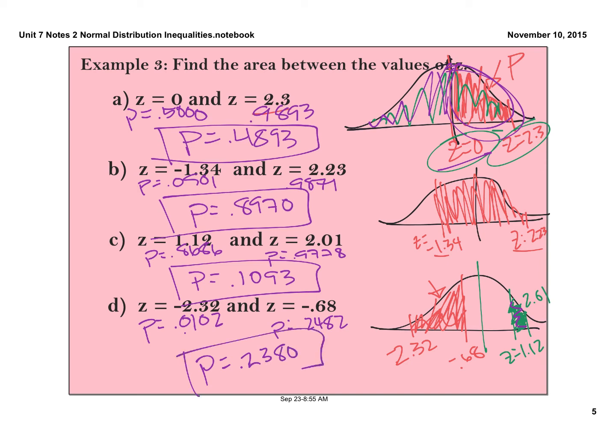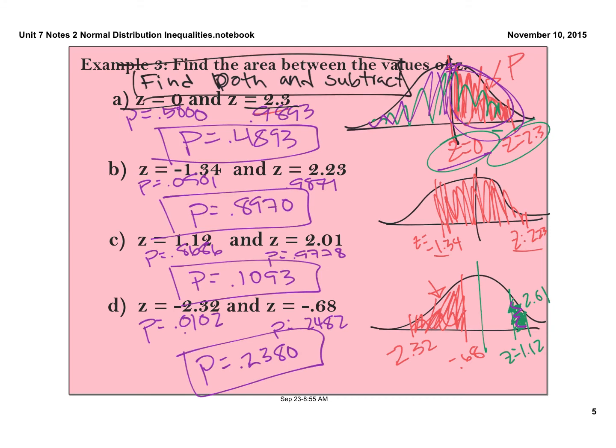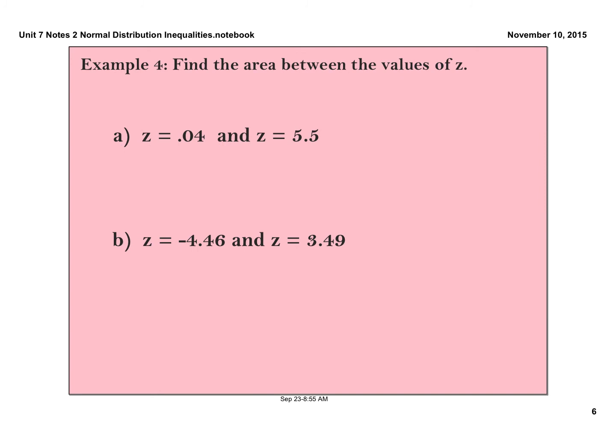0.2380. That's the piece that's between. Okay, so between, the bottom line here is find both and subtract. So if you need to write that down, make that little note for yourself. Find both and subtract. Okay. All right. Let's take a look at the next example.